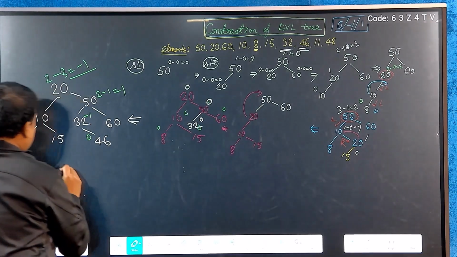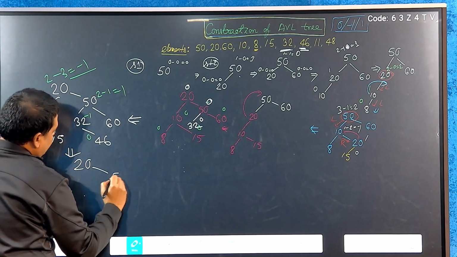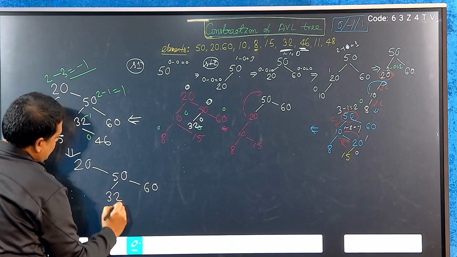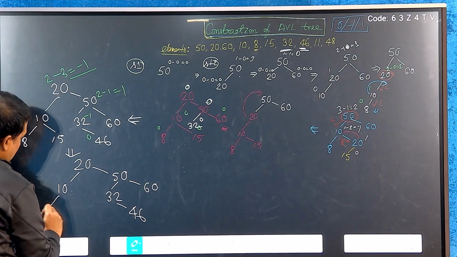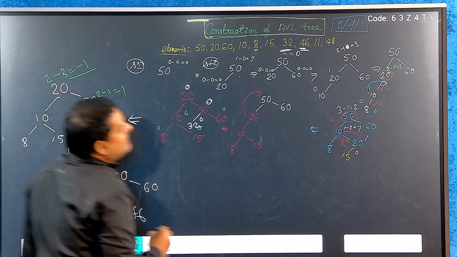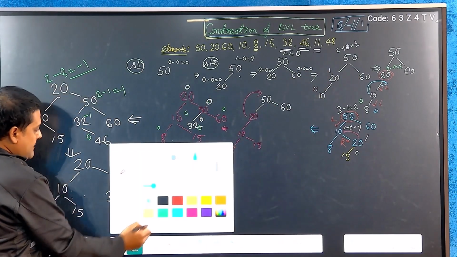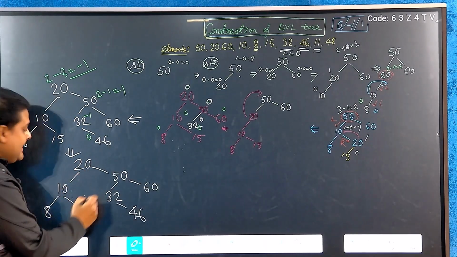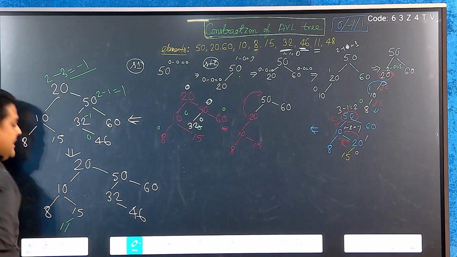Okay, so we are going to draw it again. 20, 50, 60, 32, 46 and this side it is 10, 8 and 15. Now, what is the new element? The new element is 11. So, where will it be inserted? It is lesser than 20, greater than 10, lesser than 15. So, 11 is inserted here.